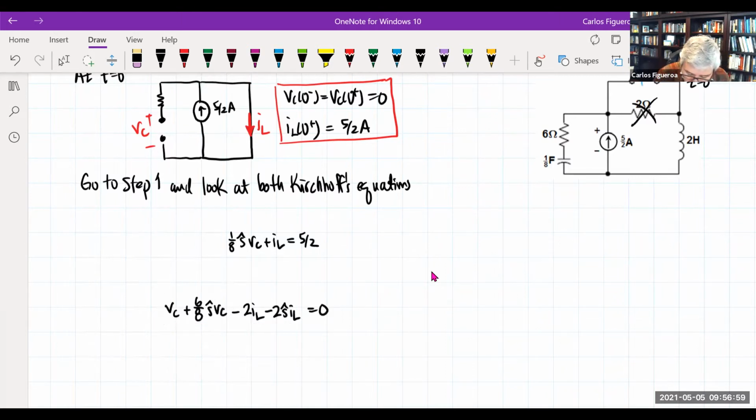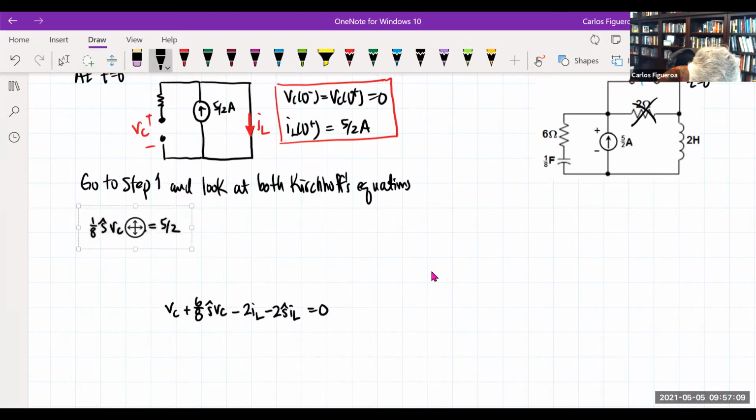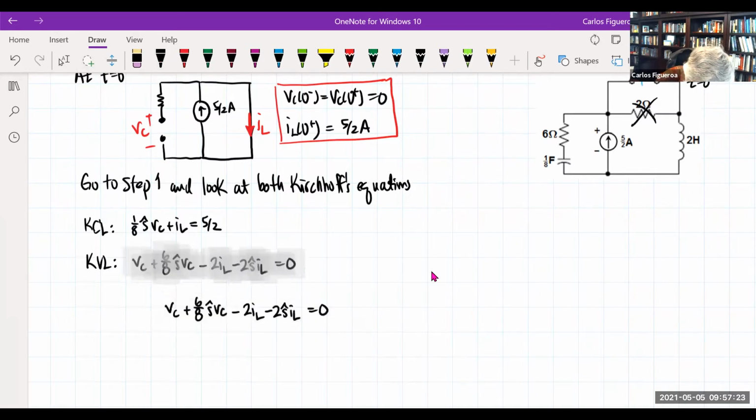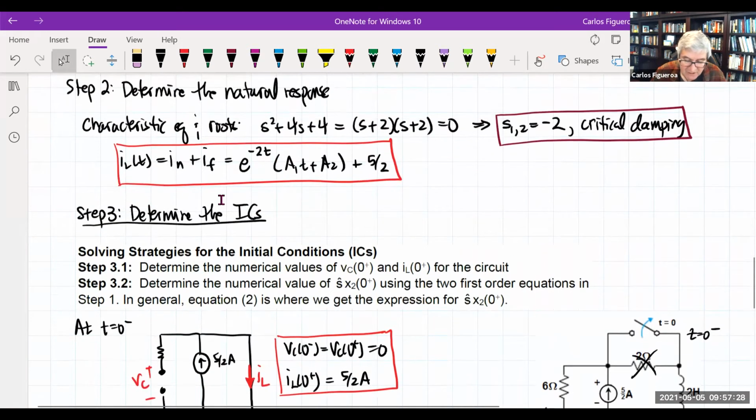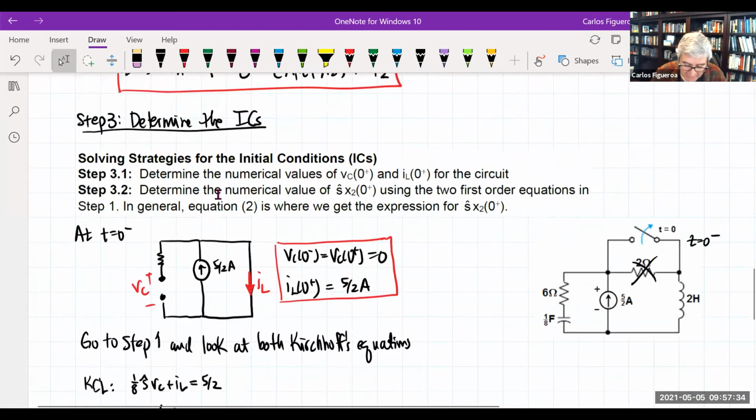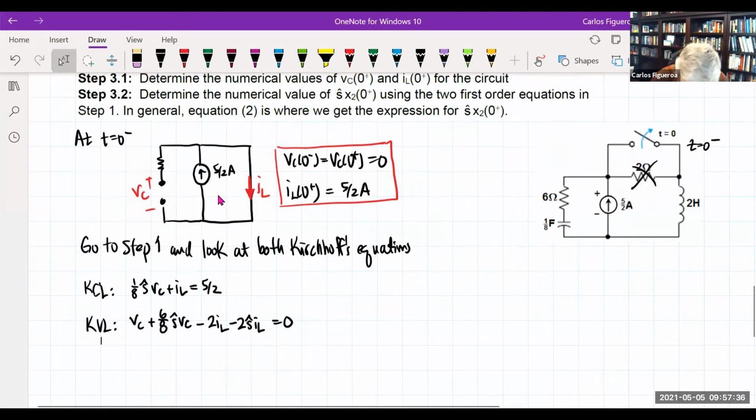And so here's what I'm trying to get you to think in terms of the language of what? Right, so this guy right here is KCL. Here's KCL. And this guy's KVL. And the question is, what are we solving for? We're solving for the inductor current. So if I'm solving for the inductor current, the variable that I need is S hat squared.